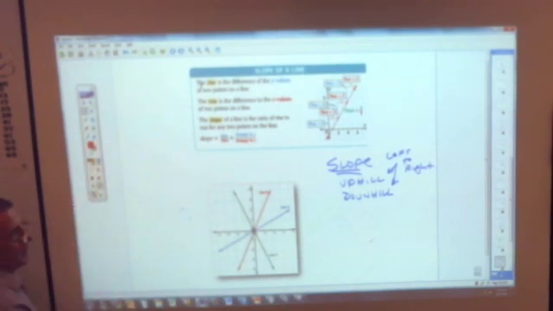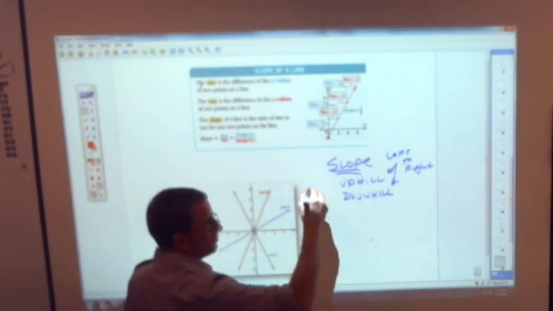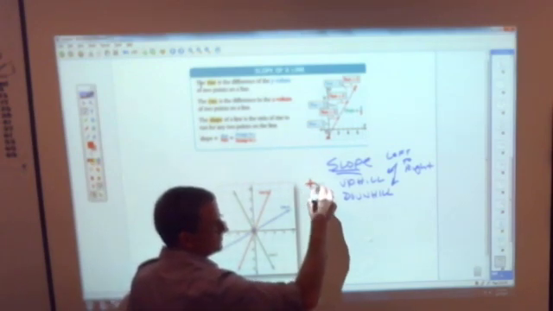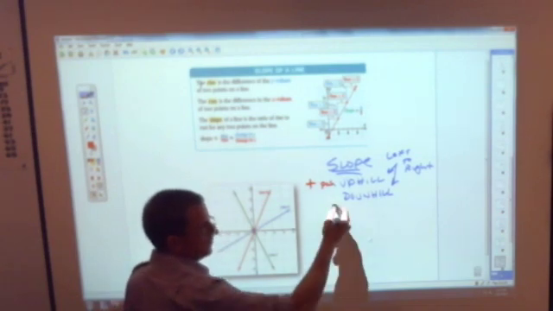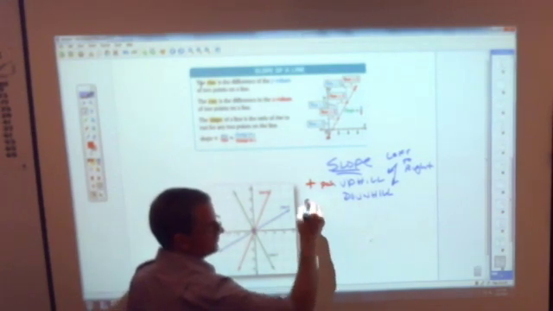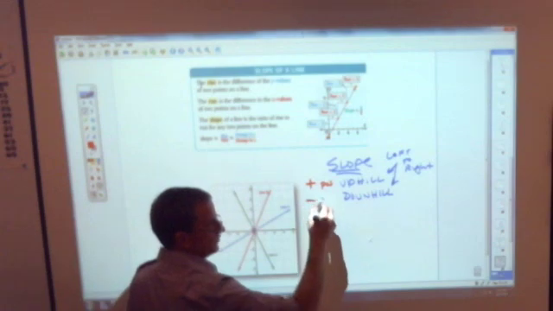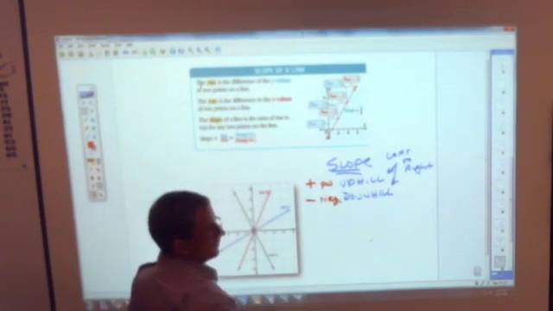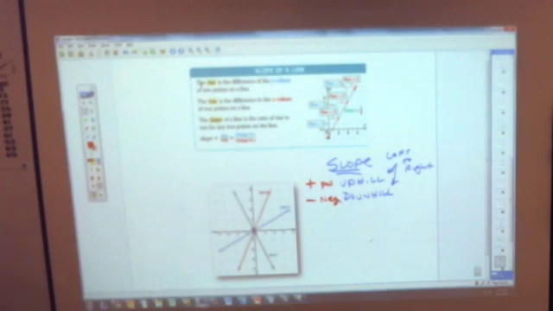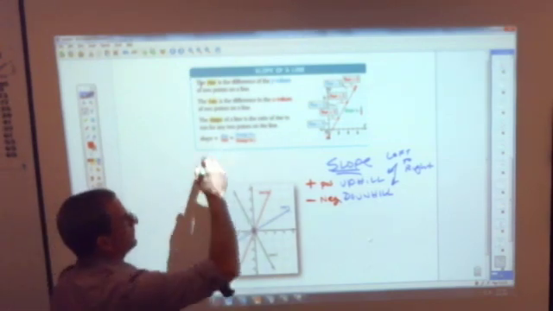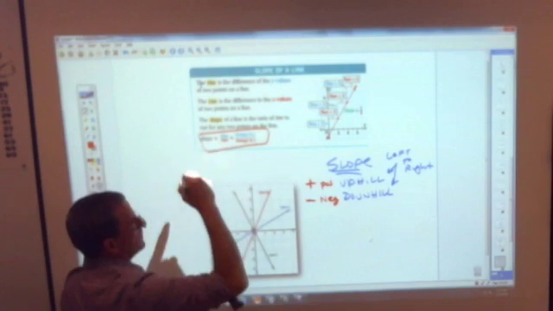Uphill slope is what we call positive slope. Downhill slope, going from left to right, is negative slope. And that's important to know because we need to know whether the slope is positive or negative. And the way that we measure slope is right here. They write it out for you here.